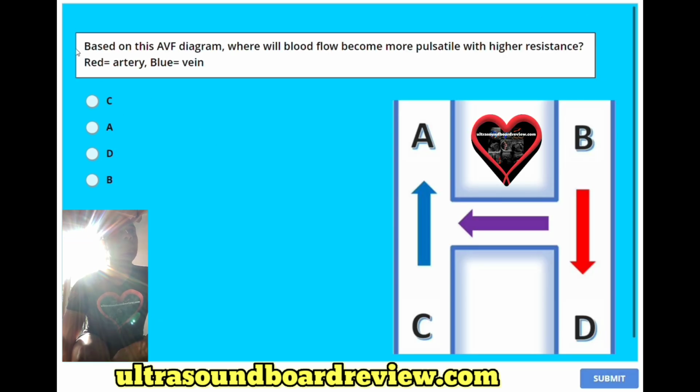Question 29. Based on this AVF diagram, where will blood flow become more pulsatile with higher resistance? A, B, C, or D? The red arrow represents arterial blood flow, and the blue arrow represents venous flow. The answer is right here in region A.